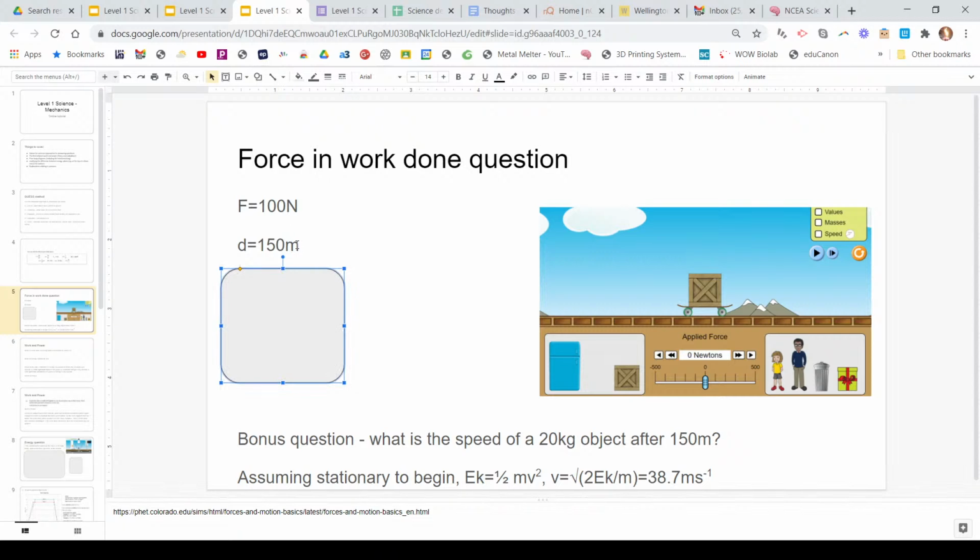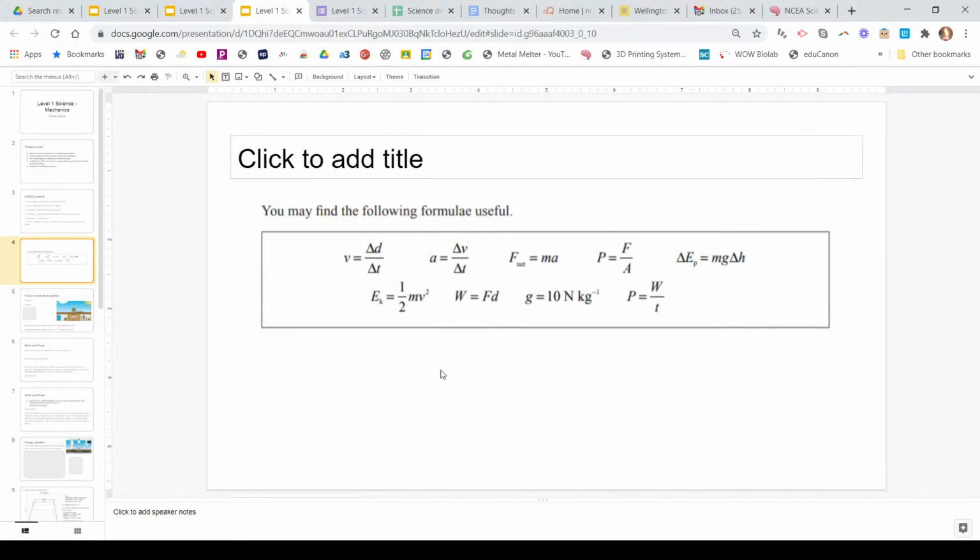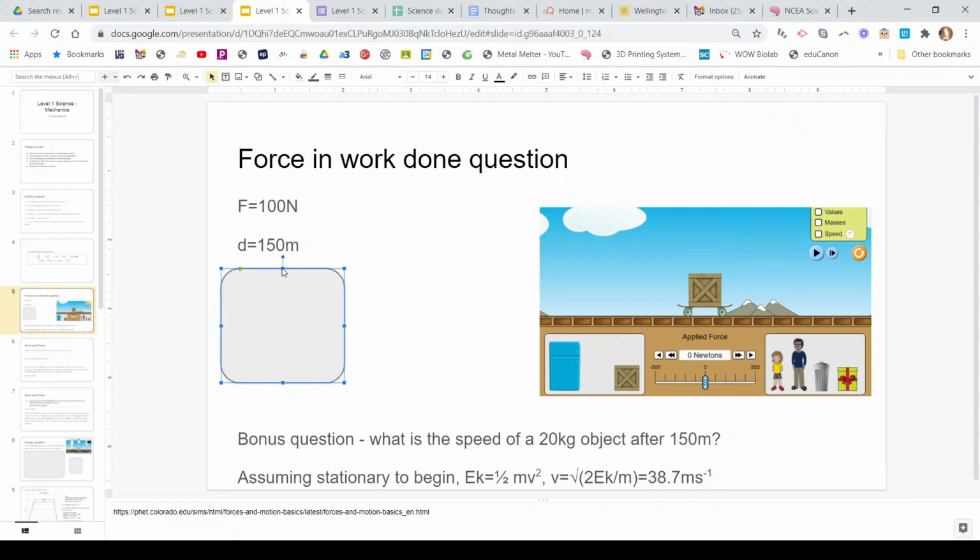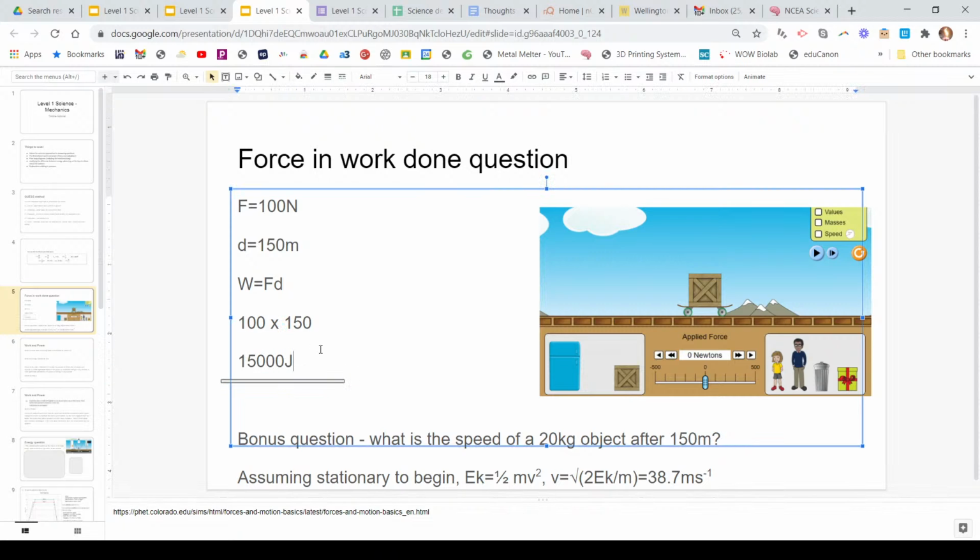And so we've written down what we've been given. The work done would be what we're trying to find. Then we would flick back to our equations and look for F, D, and W, and we find this equation has all three of them. So this is the equation we're going to use. We write down our equation, substitute the numbers in, and then write our final answer with units. Work done, as I said, is a form of energy. 100 times 150 is 15,000, and that's joules. You can use the symbol or write the word.